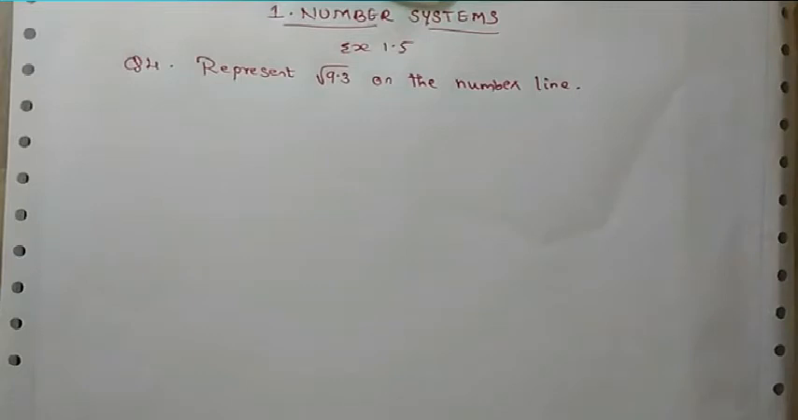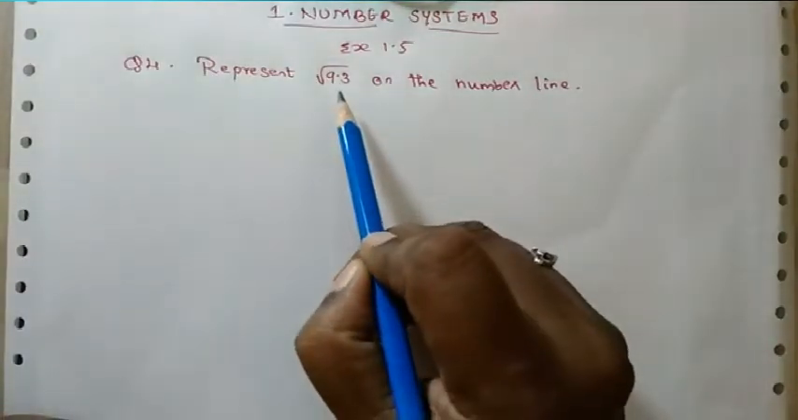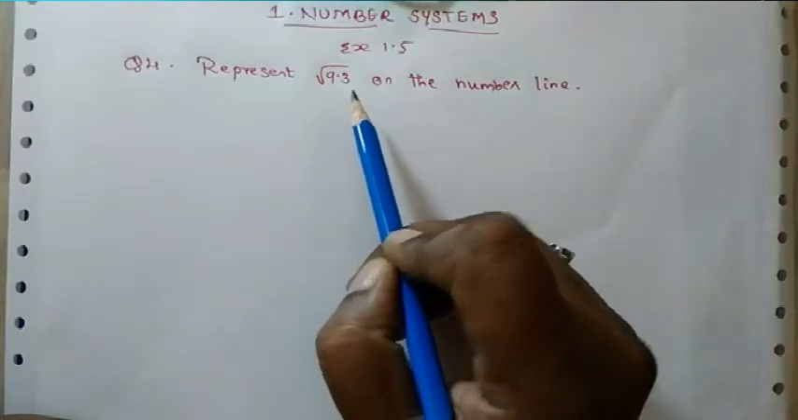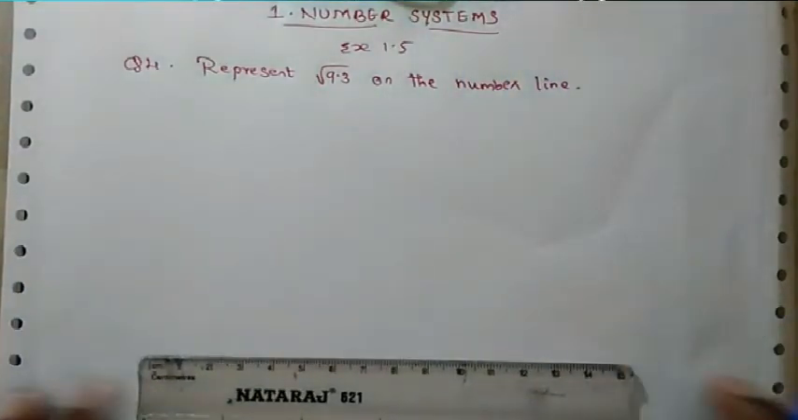Today from exercise 1.5, we'll study question 4. Represent root 9.3 on the number line. So let's quickly do it. When you get a question like this, whichever number is given to you under the root, that measurement you have to take. So let's take it quickly.